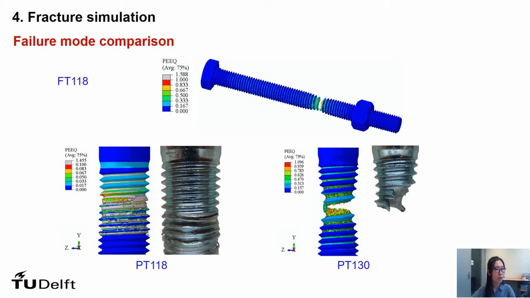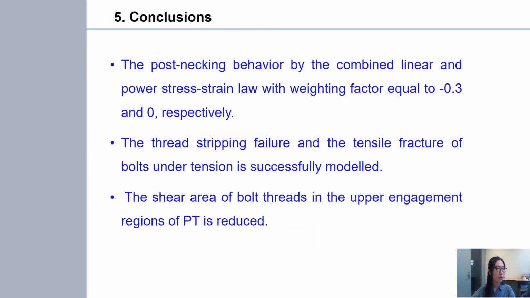The shear area in the engagement region of bolt and nut threads would be reduced if the clearance in the threads gets larger. So, in conclusion, the post-necking behavior of the analyzed FT and PT bolts can be described by the combined linear and power stress strain law with weighting factor equal to minus 0.3 and 0 respectively. And the thread stripping failure and the tensile fracture of the bolts under tension are successfully modeled.